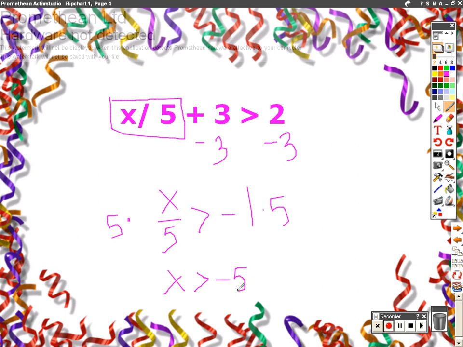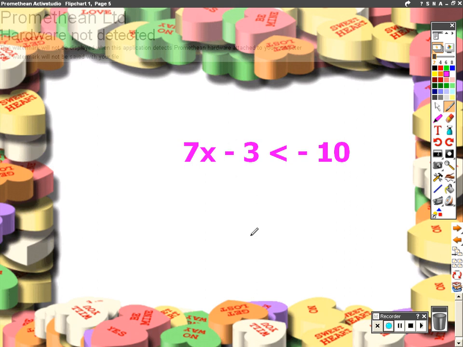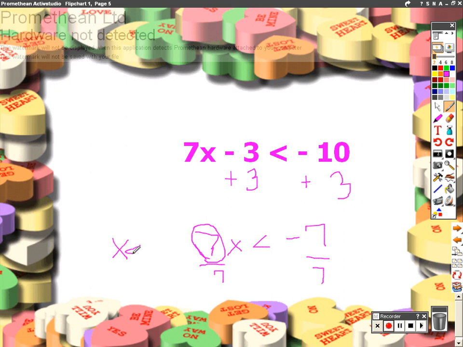And of course, we'd follow it up with a number line, but I'm going to skip that step for this one. And our last example, we have 7x minus 3 is less than -10. So I'm going to add 3 to both sides. And that gives me 7x is less than -7. Again, I did not flip the symbol because my coefficient, my number with the x, is positive. Okay, so I'm going to divide by 7, and x is less than -1.